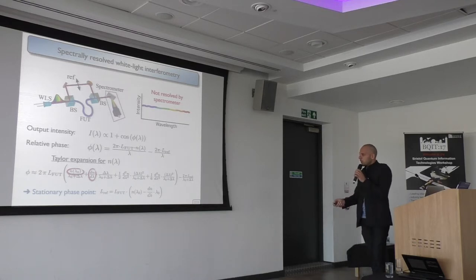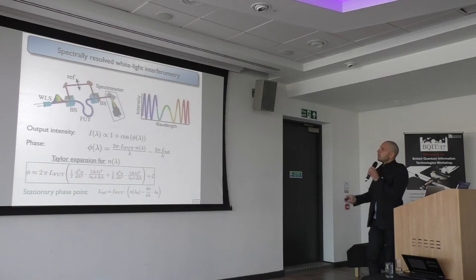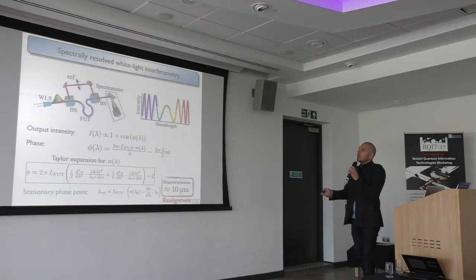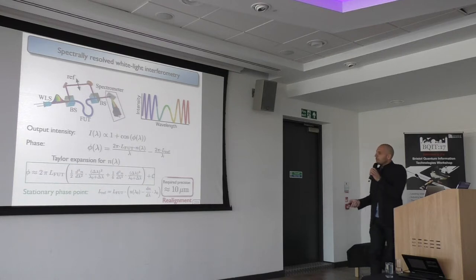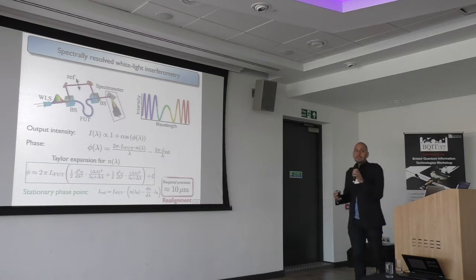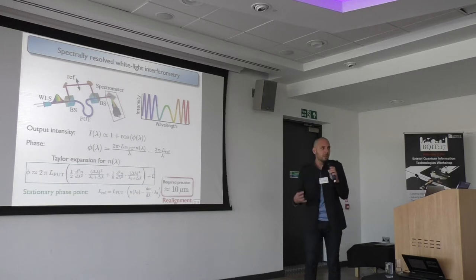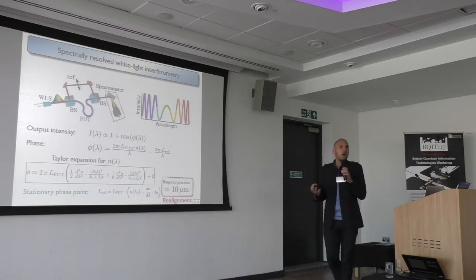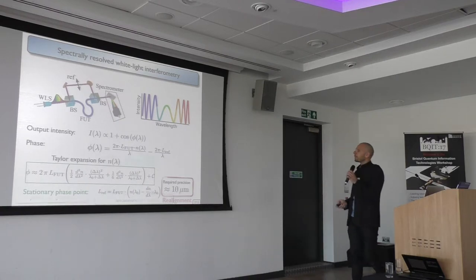And if you reach this particular condition of the stationary phase point, you can retrieve your interferogram, but the problem is that you have a required precision on the alignment of your interferometer, which is on the order of 10 micrometers for a standard white light source, and you will have to realign your interferometer for every single fiber under test that you want to use. So this is, let's say, a practical problem.